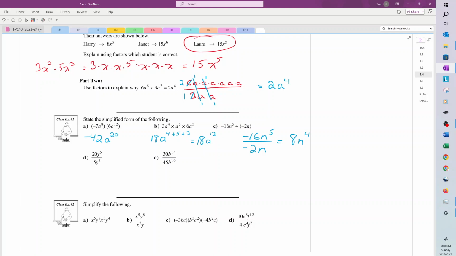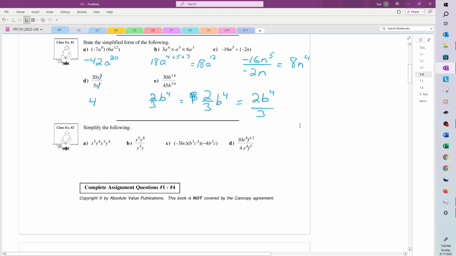Looking at example D here, the y to the 5's just cancel out, and 20 divided by 5 is 4. This one, 30 and 45 can both be divided by 15, so this part here simplifies to 2 over 3, and the b to the 14 over b to the 10 leaves me with b to the 4 in the numerator. So I could write it as 2 over 3 b to the 4, but depending on what I'm going to do with it, it's probably more useful to leave it as a fraction like that. But either of those is correct and fine.